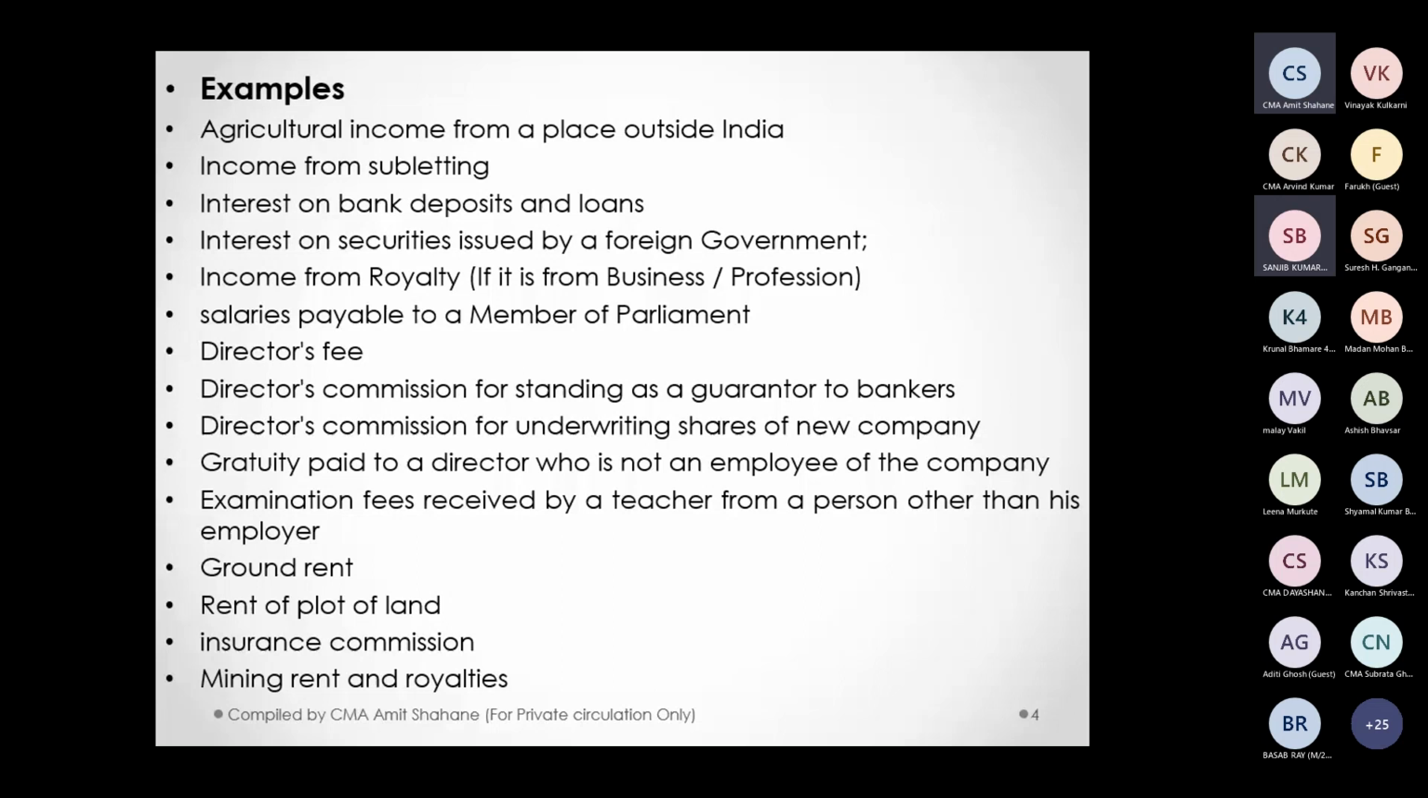So again, the deciding factor is whether it is your regular income or your one-off income. Or the second criterion could be whether it is your main income or a subsidiary income. That way you can decide. Is that clear? Yeah, clear.